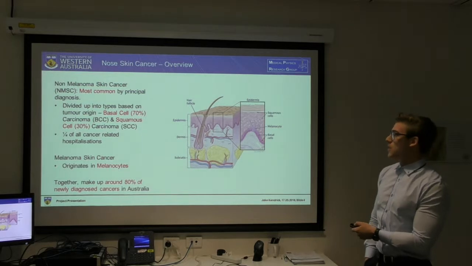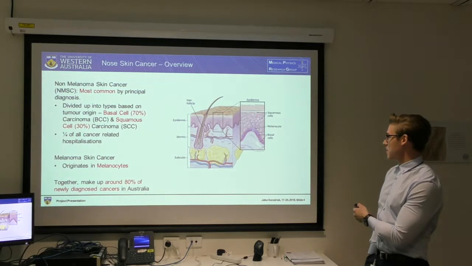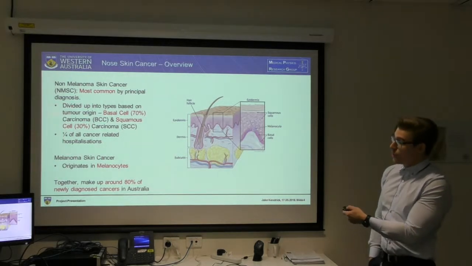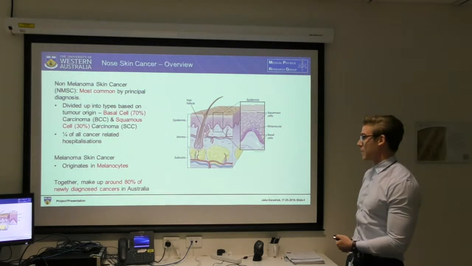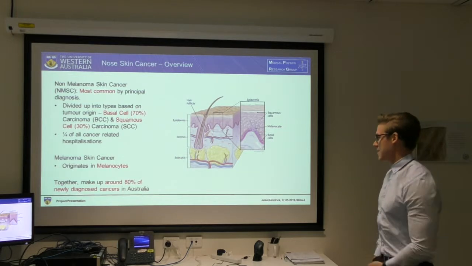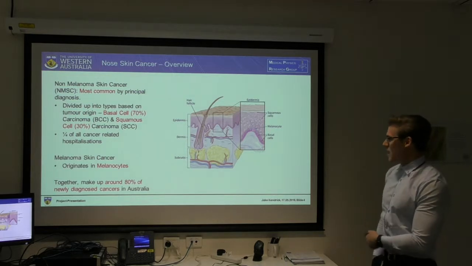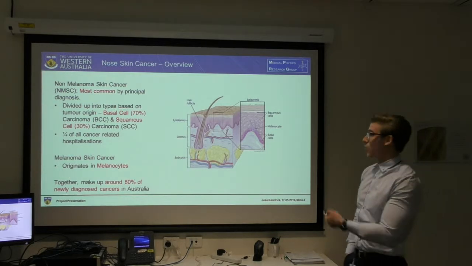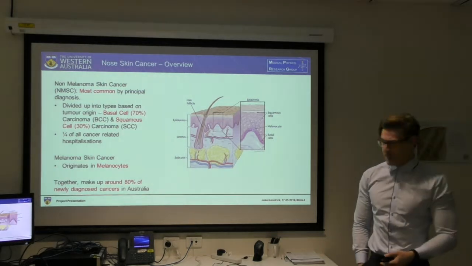Similarly for squamous cell carcinoma, which accounts for the remaining 30%, that originates in the squamous cells of the skin up here, so the top of the epidermis there. Non-melanoma skin cancers account for about 1/4 of all cancer-related hospitalisations in Australia at the moment. Second group is melanoma skin cancer, which, as the name suggests, means the tumour originates in the melanocytes, which are just here on the screen. They're responsible for the pigmentation of the skin, and together these 2 categories, or skin cancer in general, accounts for about 80% of newly diagnosed cancers in Australia, so it's a pretty significant percentage.